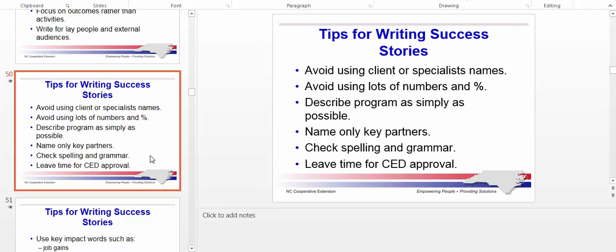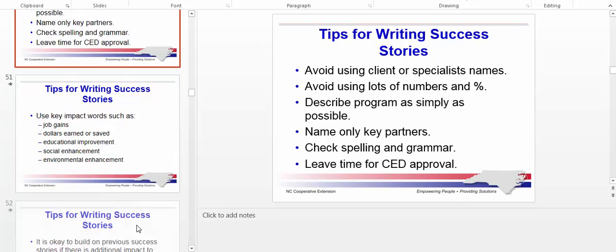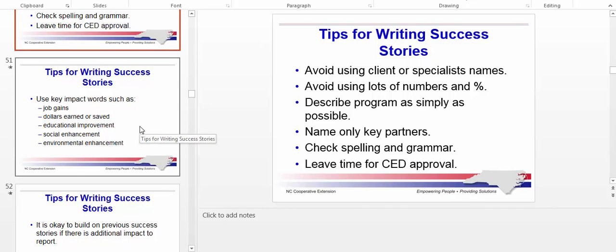You do submit this as agents, program assistants, and technicians. You submit your success story to the County Extension Director for their approval. Then they may return it for you to add things to it, or they may go ahead and approve it.